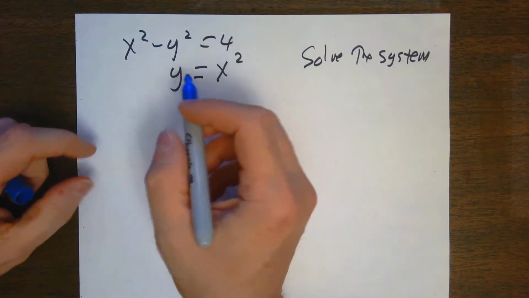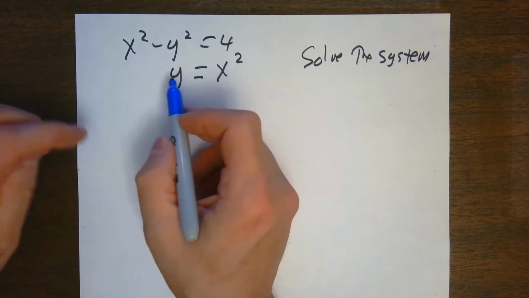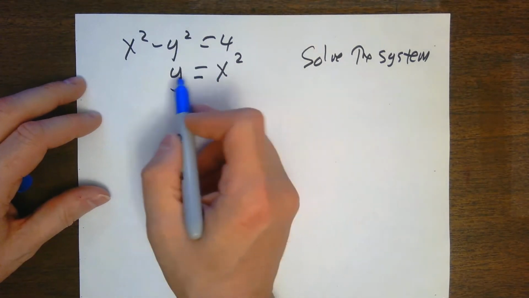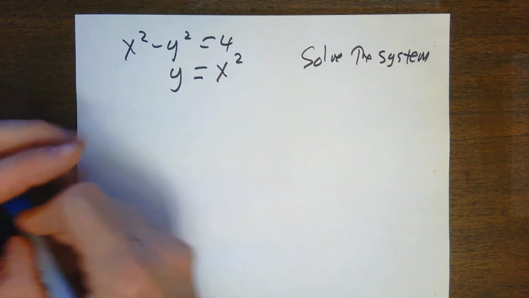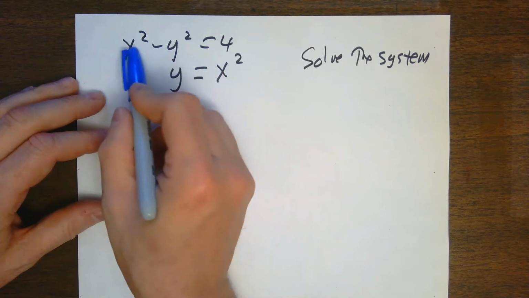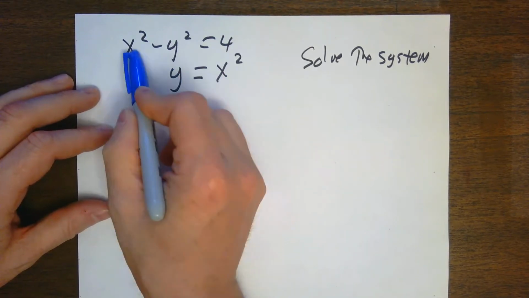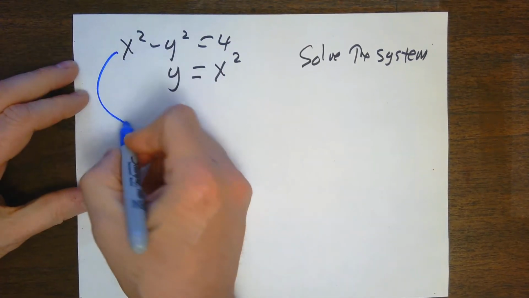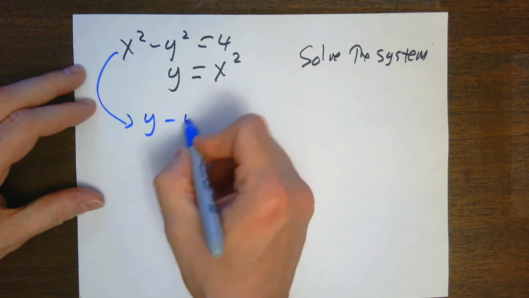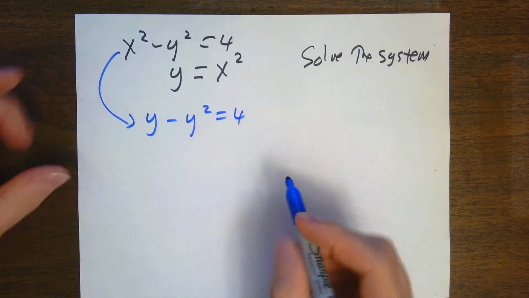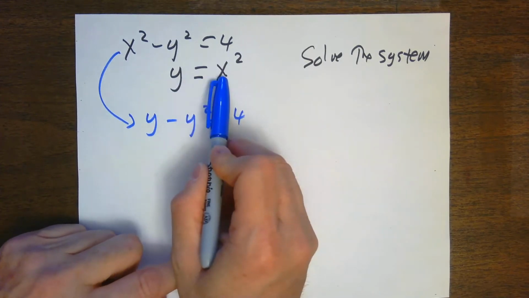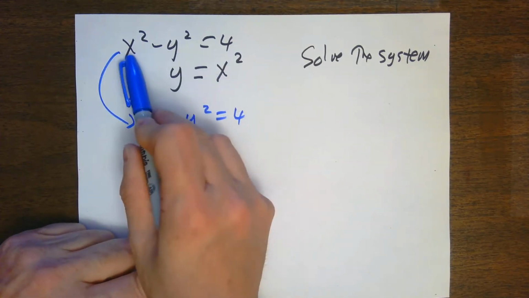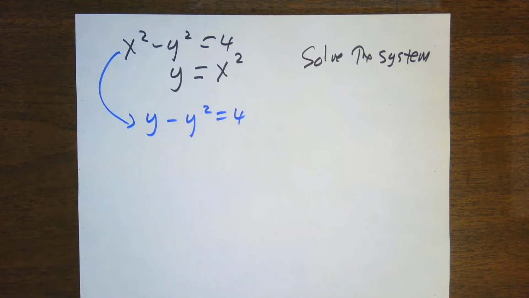So let's see. What do I want to do? Well, look, y is equal to x squared. If y is equal to x squared, can't I just plug that in here? If y equals x squared, and that's x squared, can't I just plug the y in there and create a whole new equation of y minus y squared is 4? All I did was, given the fact that y is equal to x squared, and there's an x squared, I just plugged in y.